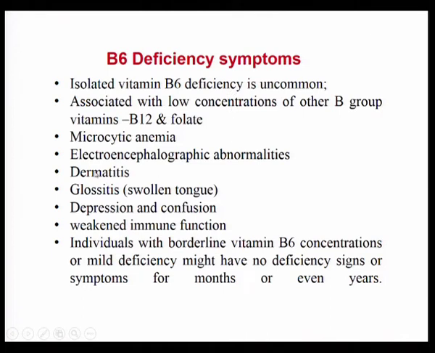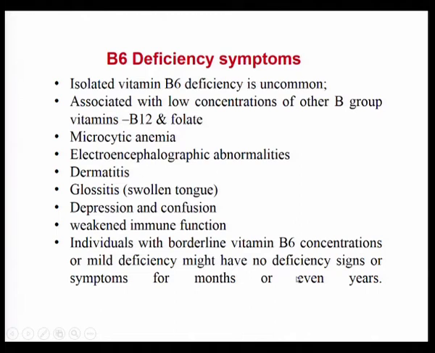So you see over there, electroencephalogram abnormalities can be confirmed and can be attributed to B6 deficiency. In addition to that, people also suffer from dermatitis. So you see there, dermatitis is inflammation of skin, and then you have glossitis, swollen tongue, inflammation of the tongue, depression and confusion, yes, that can be attributed to the neurologic symptoms, then obvious weakening of the immune system.